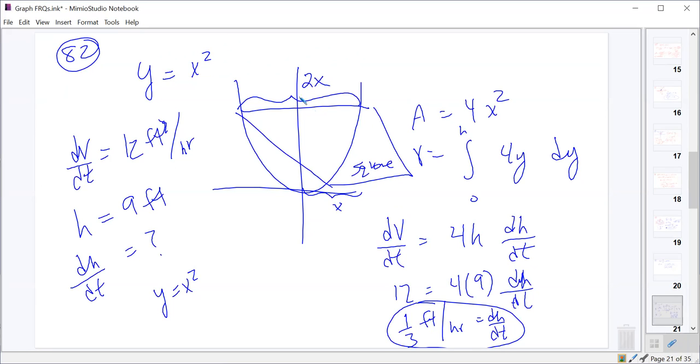No, that's a square. So if it's 2x here, it must be 2x here, 2x here. So that's why we got 4x squared. Any questions on 82?